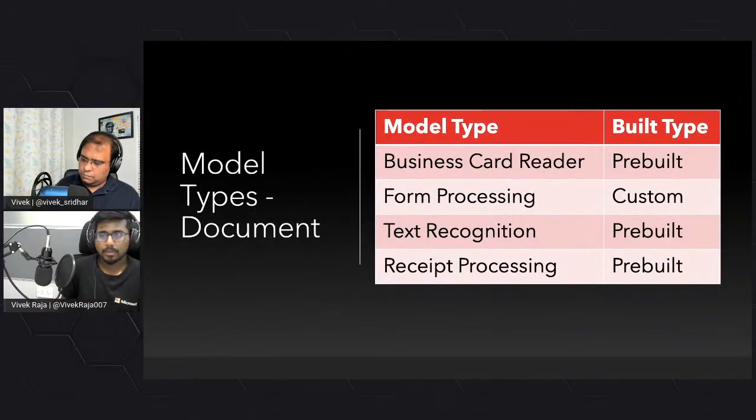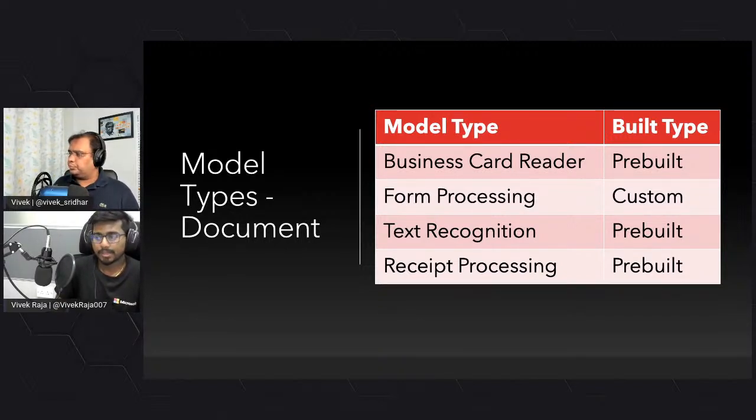Now that we know there are three different types, let's try to understand what the models are which are available inside each model type. Let's put this as a category-wise analysis. If you take document, there are a couple of document-related AI models available. The first one is business card reader.